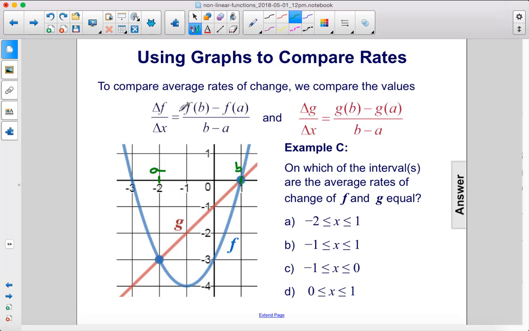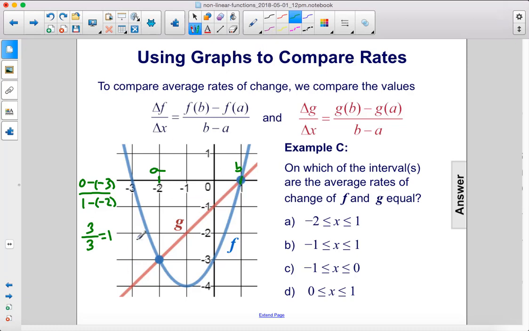So what we're going to do is find f of b, which is the f value, the y value right here at x equals 1. So that's 0, minus the y value at a, which is negative 3, over b, which is 1, minus a, which is negative 2. So here we have some double negatives. We have 0 minus negative 3, which is positive 3, 1 minus negative 2, which is 3, which equals 1. So the average rate of change for the blue graph between this point and this point is 1.